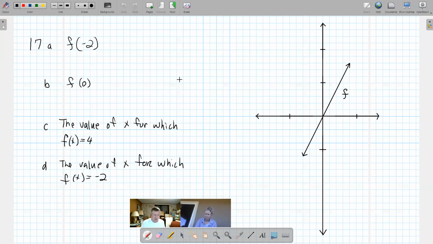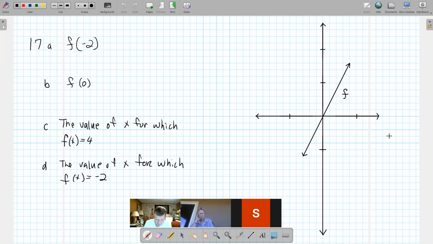Okay, can you all see on your screen, it says 17a, f of -2? Yes. Okay, great. Now we'll see if I can write on the screen all right. What we've got over on the right side is a picture of a function labeled as f. It's a linear function, that straight line. We should have a scale on there, so this is like 5 and 10 and -5.